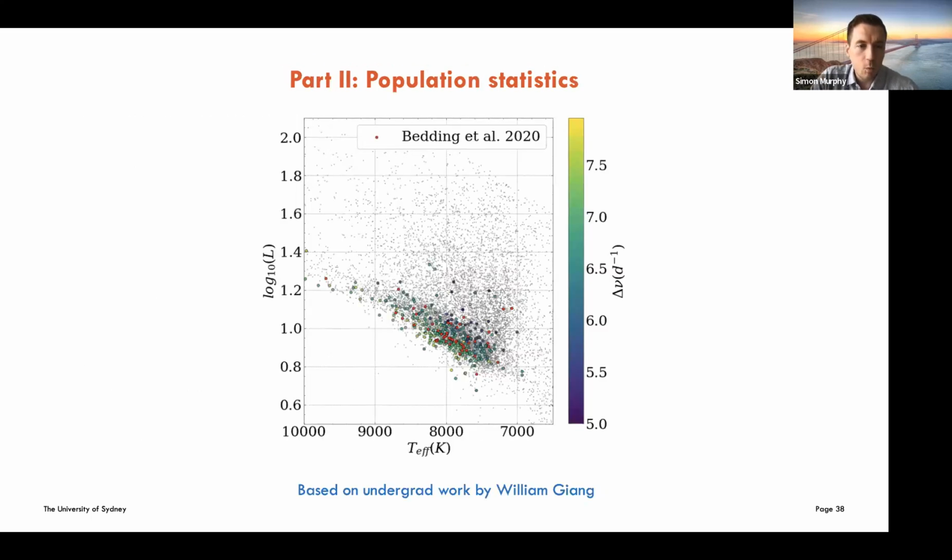All right, so that was sort of part 1 of the talk, and I want to do a part 2 now, which is the population statistics of these young pulsating stars. And this section of the talk is based, yes?